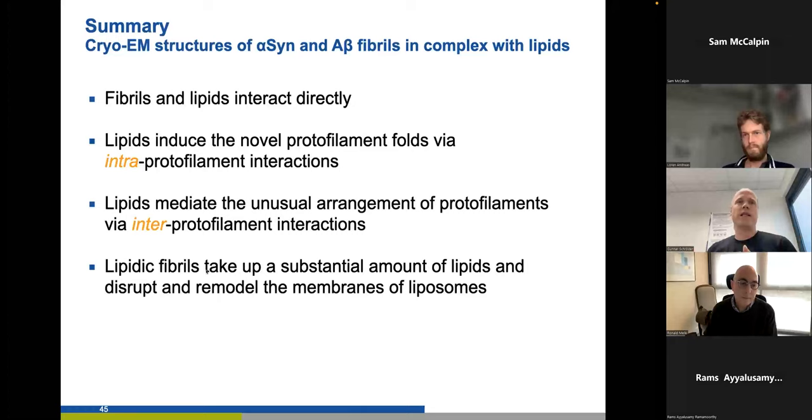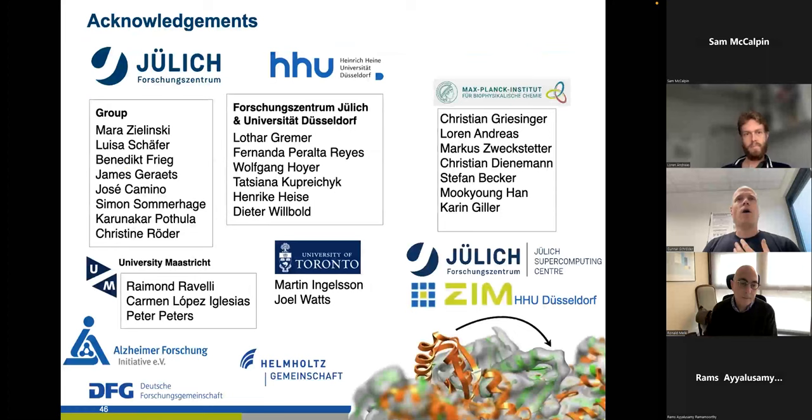So we think this helps maybe understand how alpha-synuclein and A-beta interact with membranes and how fibril growth could start at the membrane surface and how they also can destabilize membranes during fibril growth. So that was all I wanted to show.